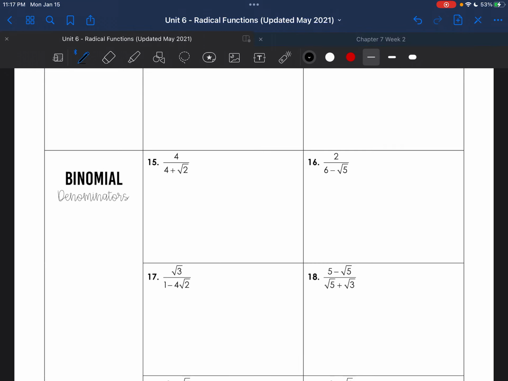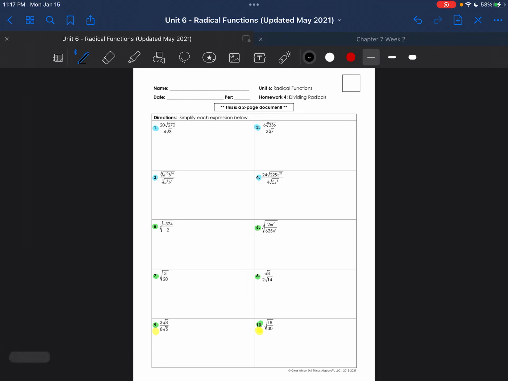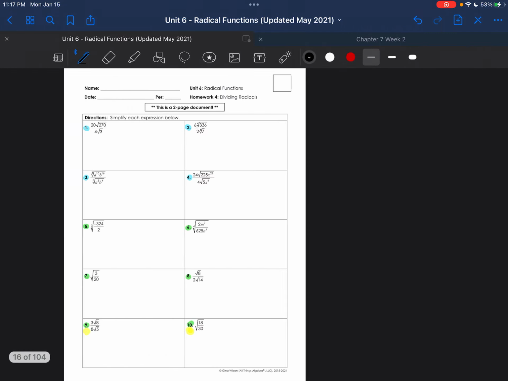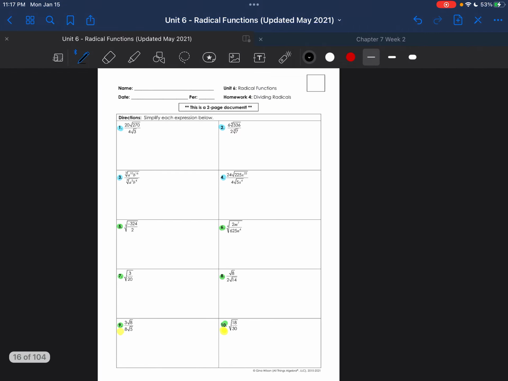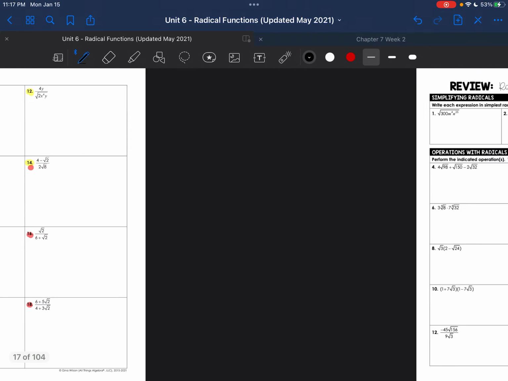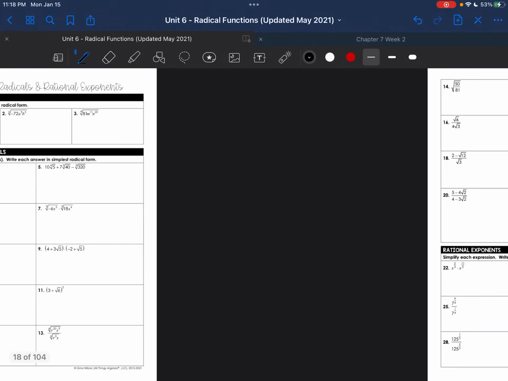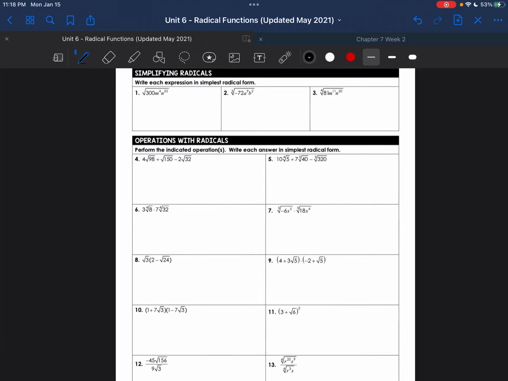So our homework for this week is the 6.3 practice, the 6.4 dividing radicals practice, and there are 2 pages to that one. So again, do all the blue, then choose a salsa level for that one. And then the review, and this combines all of them, and it will tell you in the big black banners exactly what you're supposed to be doing on those.